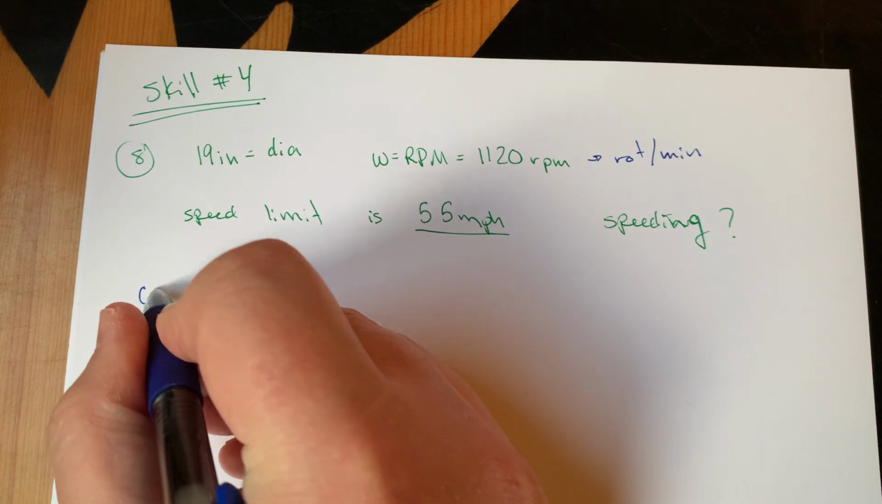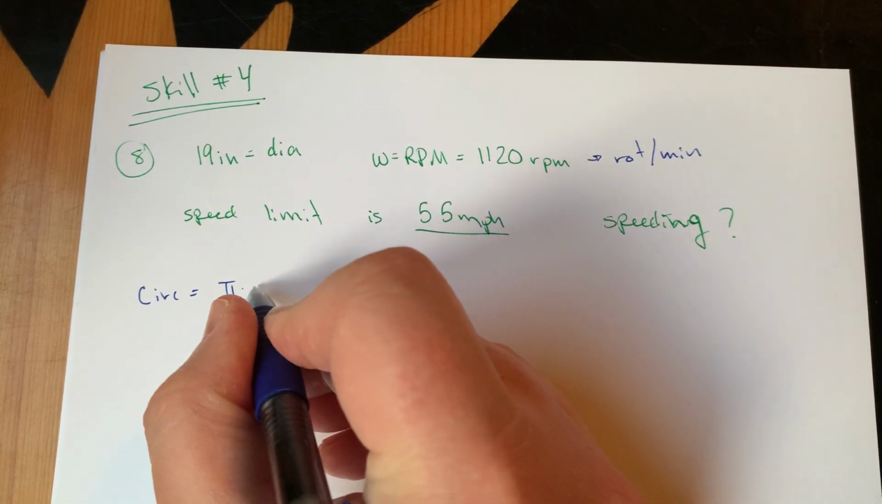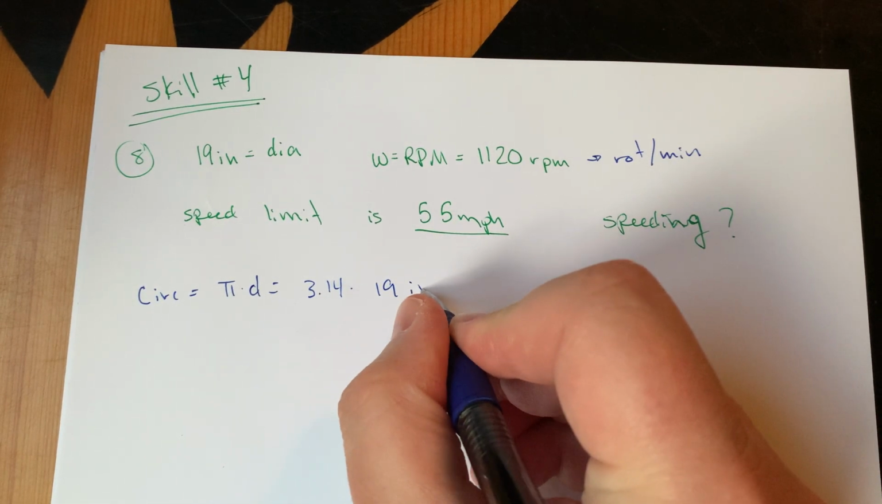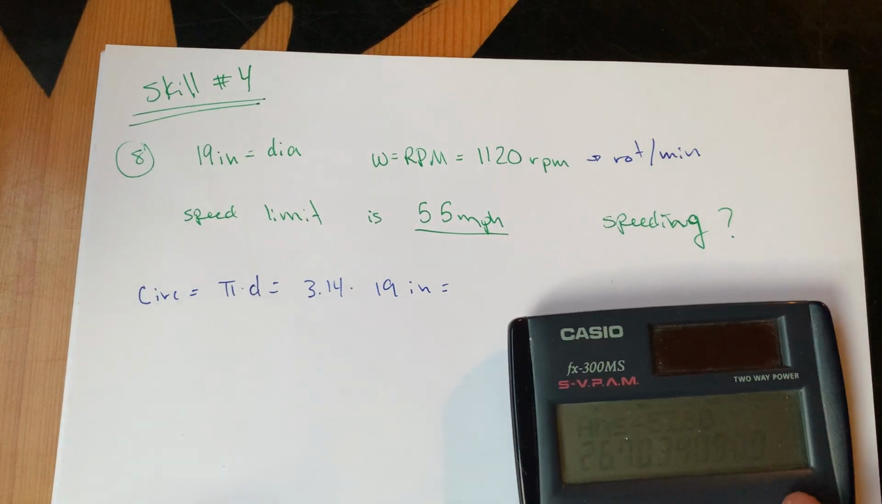So a couple things, right? I need my circumference for sure. That's going to be pi times my diameter. So that's 3.14 times 19 inches. Let's see what we got.